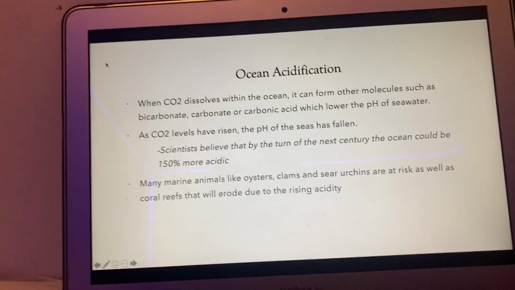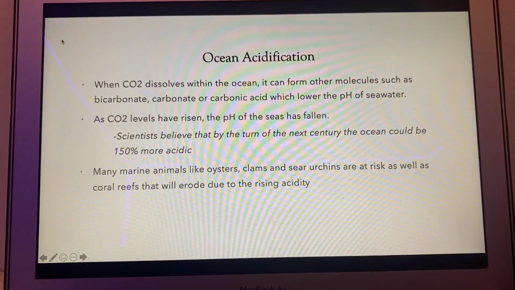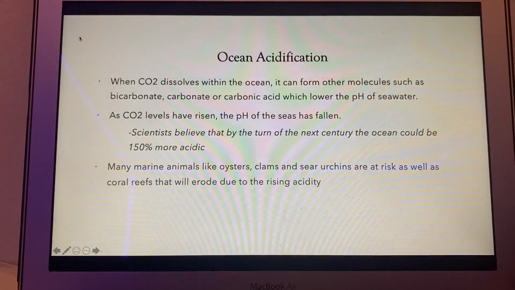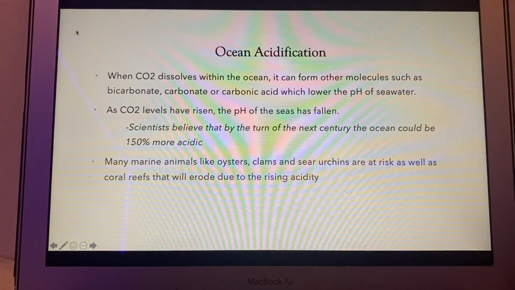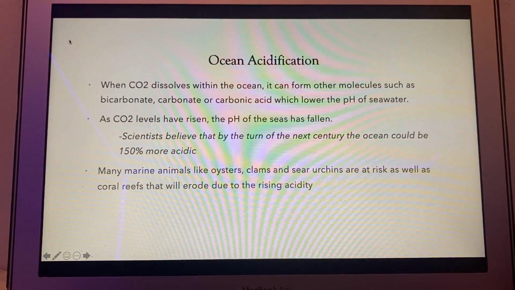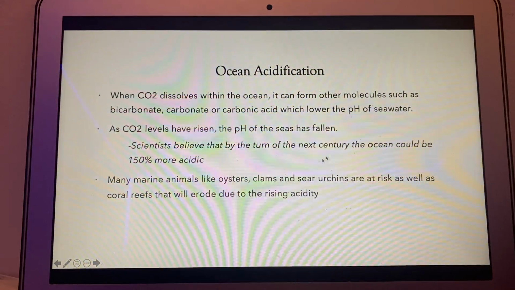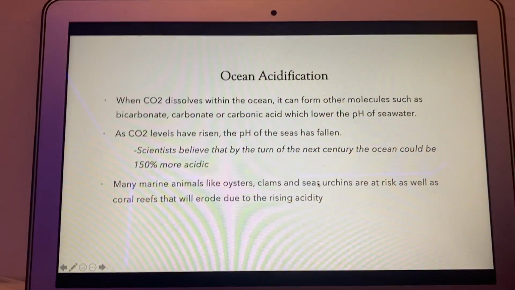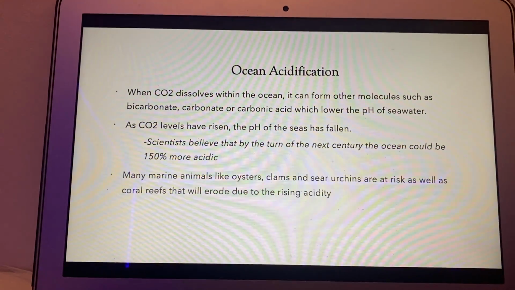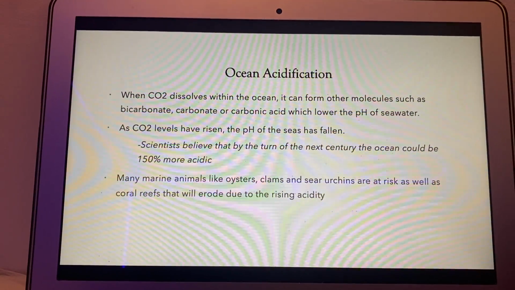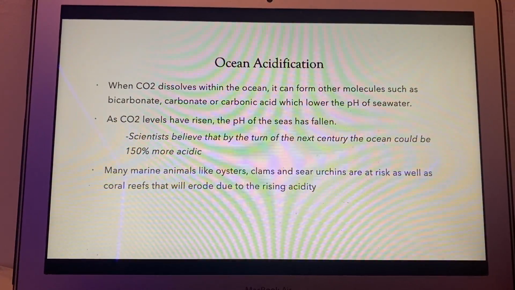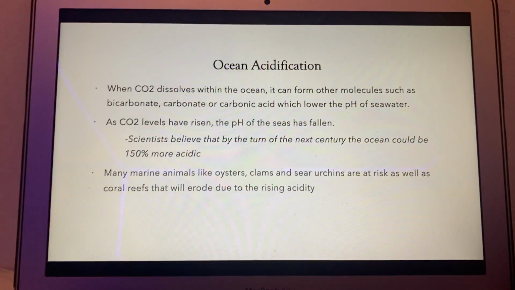This effect is actually so dramatic that scientists believe that by the turn of the next century, the ocean could be 150% more acidic. As you can imagine, this would have an extreme effect on ocean and marine wildlife. Animals like oysters, clams, and sea urchins, which need... Oh, sorry, there's a typo. That should just be C. Although they may need carbon to form their bicarbonate shells or things of that matter, it'll be too much for them to survive in these climates. The high acidity will also erode coral reefs to the point of extinction.